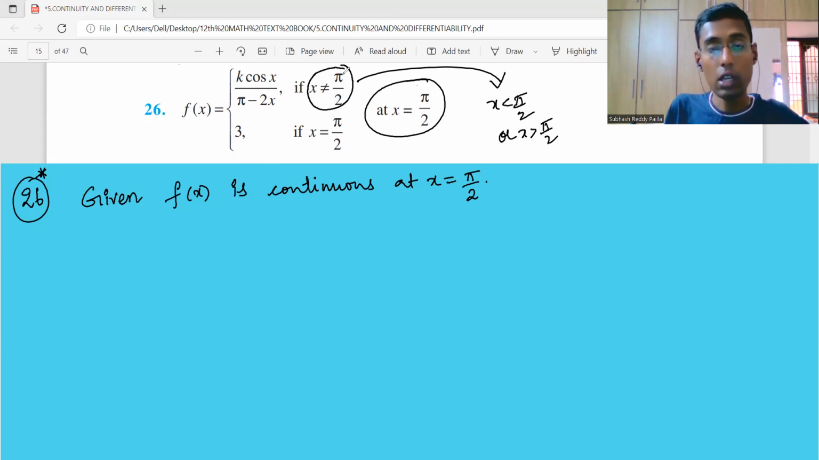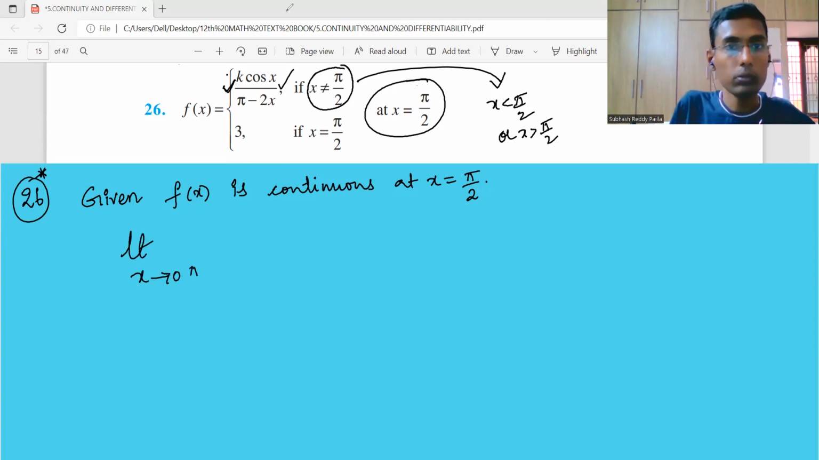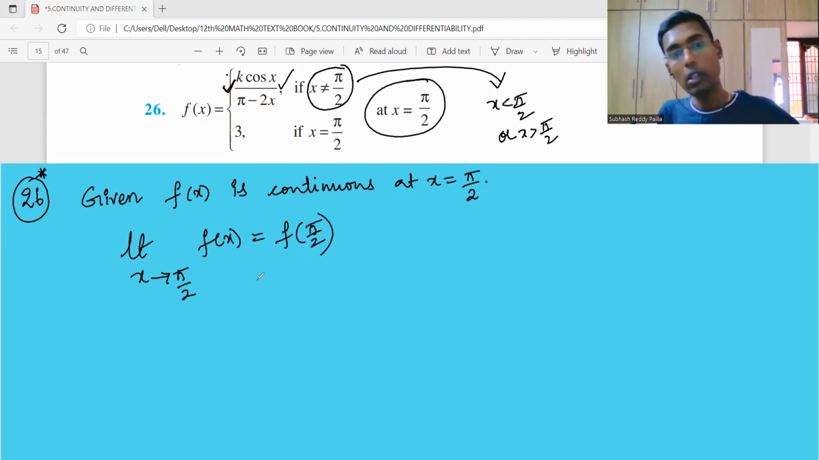So even if it is greater or lesser, this is the f of x value. Therefore, now we need not take left hand limit and right hand limit, because both are the same. Therefore, we should take the limit as x tends to pi by 2 of f of x equal to f of pi by 2. That is the definition of continuity. So limit is equal to function value.